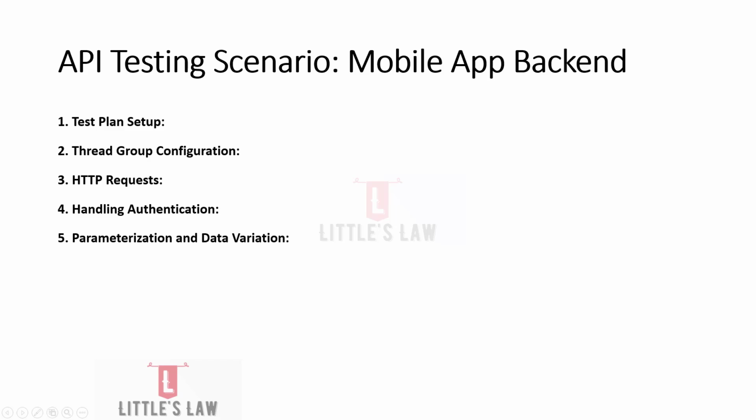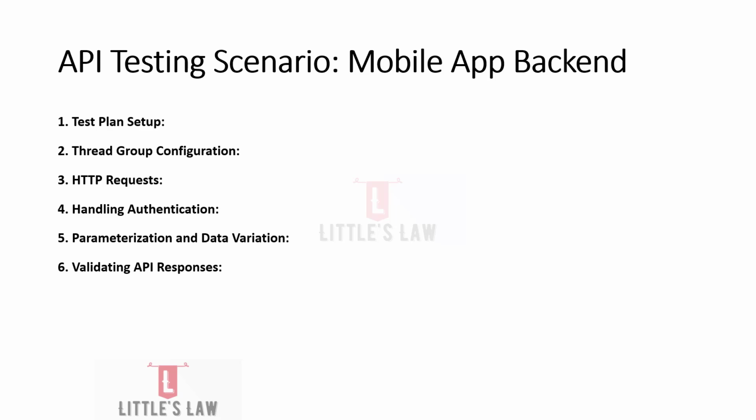And then the next point is the parameterization and data variation. So here, for user profiles and comment posting, we might want to parameterize the data to create variety. So we have to use CSV dataset config to provide different data for each thread. And then the next point that we have to cover is, how are we going to validate the API responses?